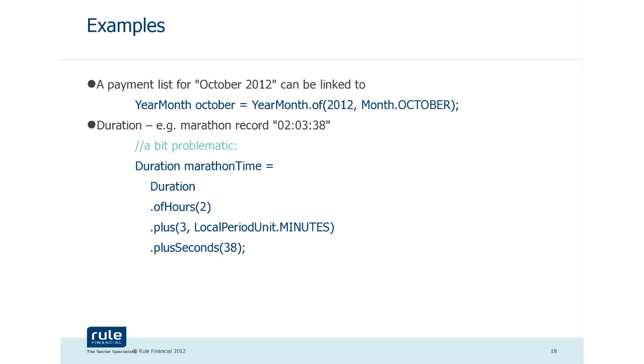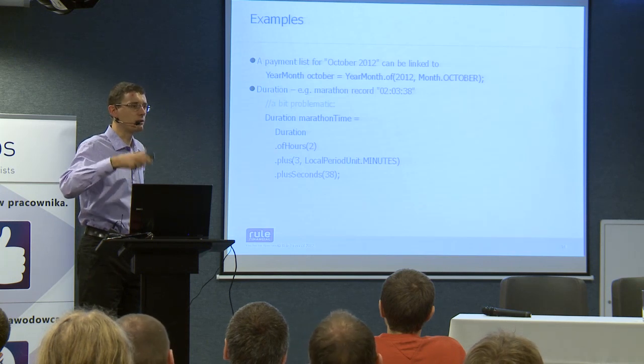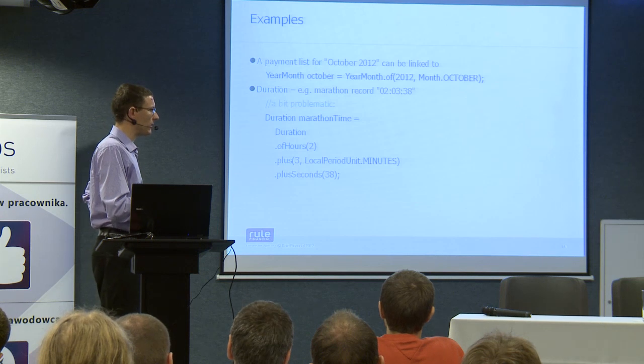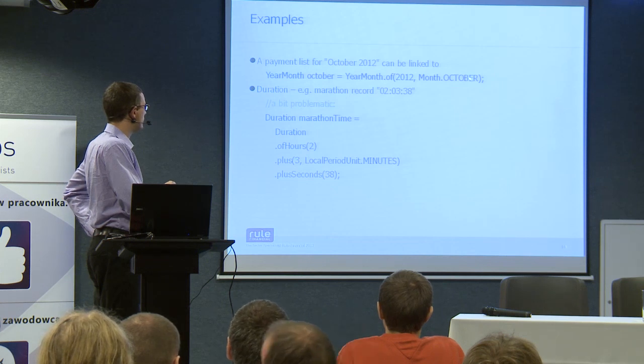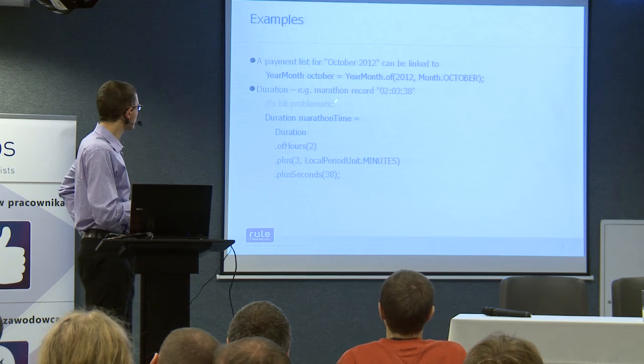Another example, remember I mentioned the payment list. You would like to link to the month and the year, but without date, because you are not interested in the date where it was really paid. You are only interested in the month and year. So you can construct it with ThreeTen. Just year, and there is an enum for months.